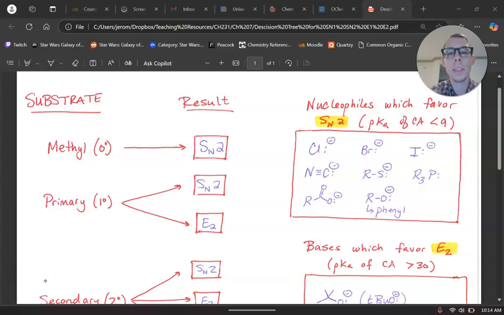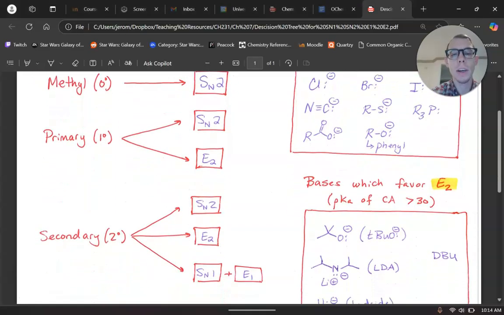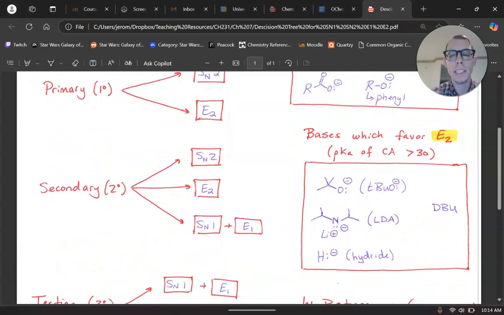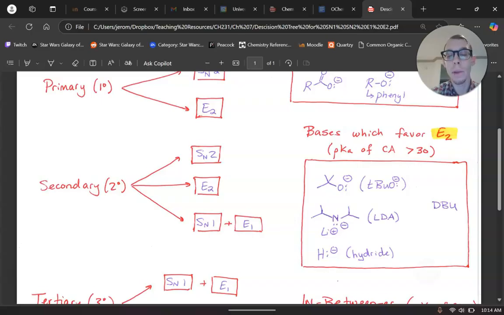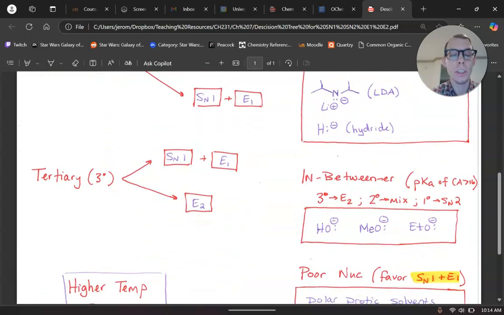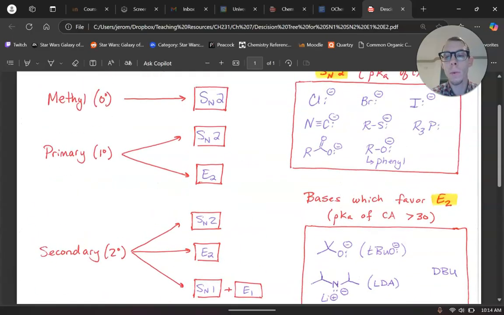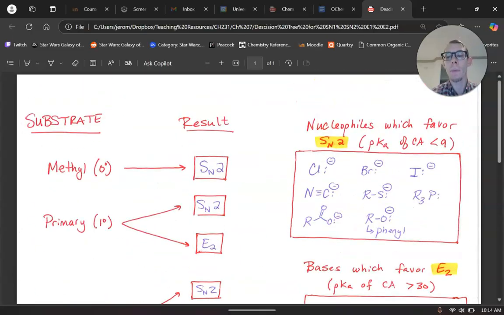One of the first things you'll do is identify your substrate. If it is methyl, it's going to be SN2. If it's primary, it's going to go SN2 or E2. If it's secondary, it's probably going to go to any of them. You have no decision. And if it's tertiary, it's either going to go SN1, E1, or E2, depending on your other components. The next thing we'll think about is our nucleophile or our base.